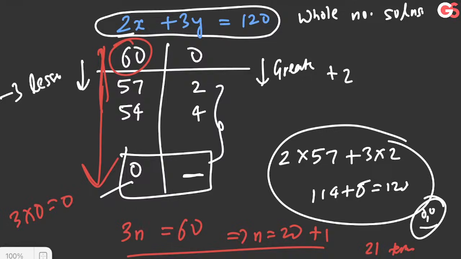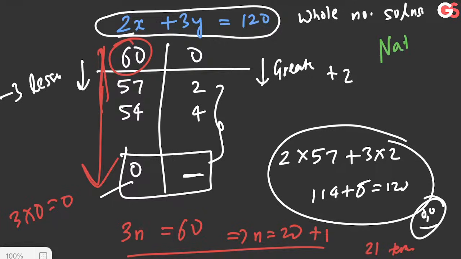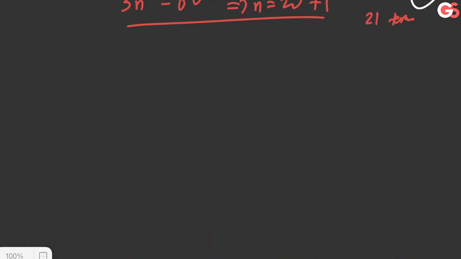Understood, everyone? In the same case, if I want to discuss the natural number solutions, what will it be? The first and the last will get cancelled out. We'll have 21 minus 2, that is 19 solutions. All right. Looks good. No confusion at all? Perfect. Now, let me give one more example.